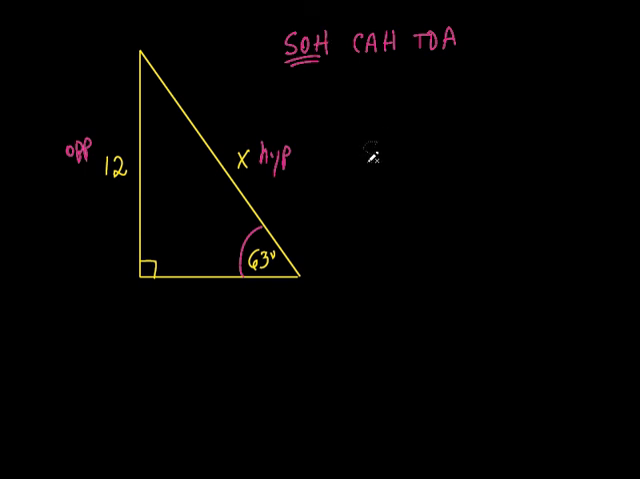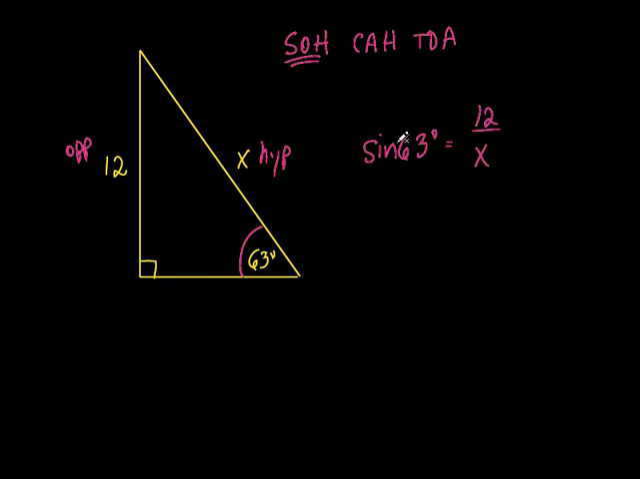So now, since we're using the sine, we use the sine of the angle, which is 63 degrees. The sine of the angle is equal to the opposite divided by the hypotenuse. The opposite is 12, and the hypotenuse is x. This is where the algebra is a little bit different than what we just did. But we talked about this yesterday. I'll show you a nice little shortcut.